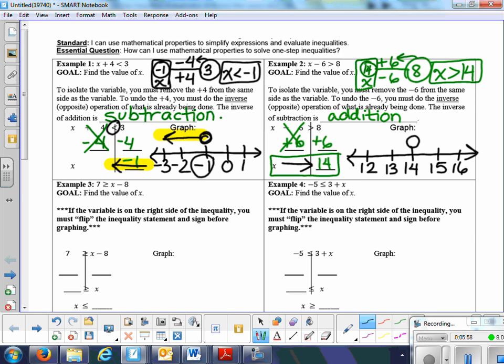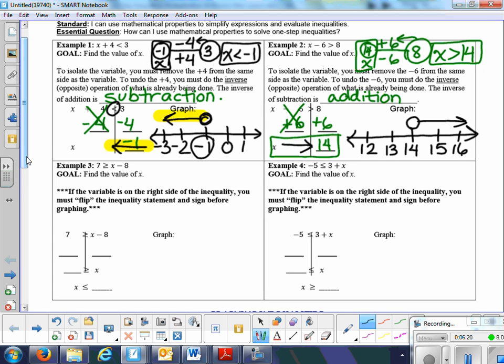Put a stick in it. I know that my arrow now needs to point to the right. Greater than. I think I said less than. Greater than. Okay? So our solution is x is greater than 14, and we have our arrow pointing to the right because greater than goes to the right.